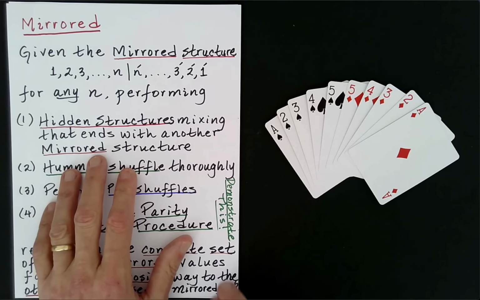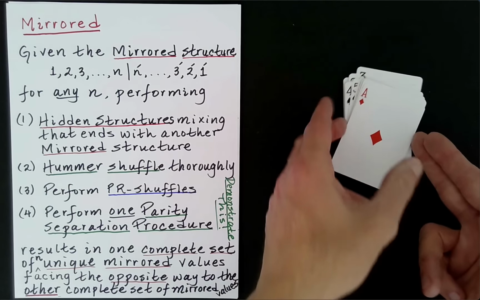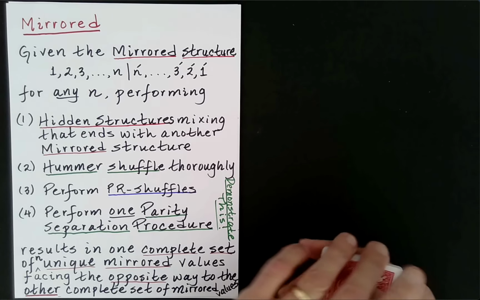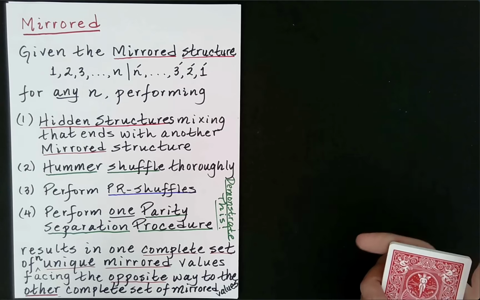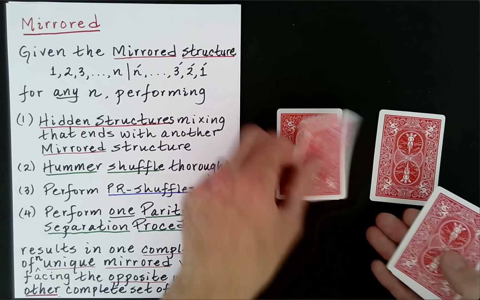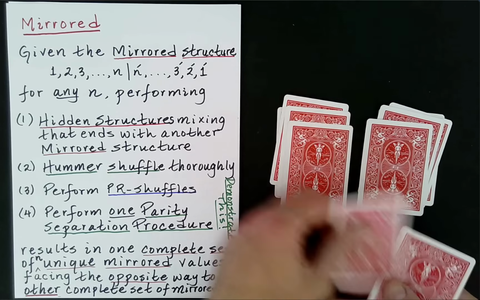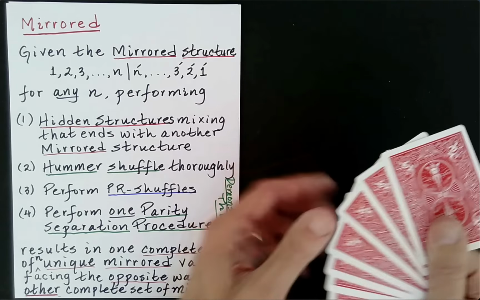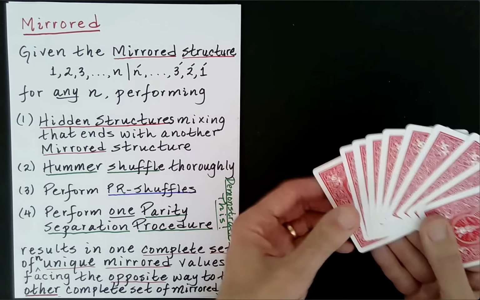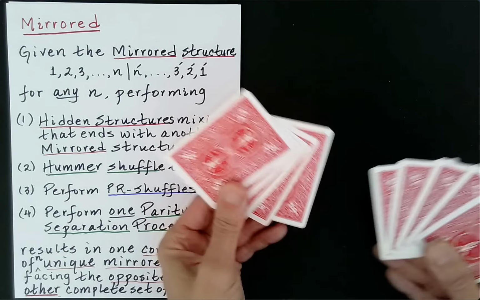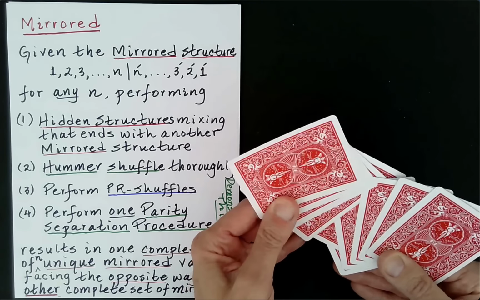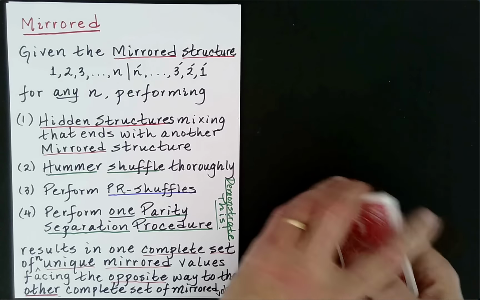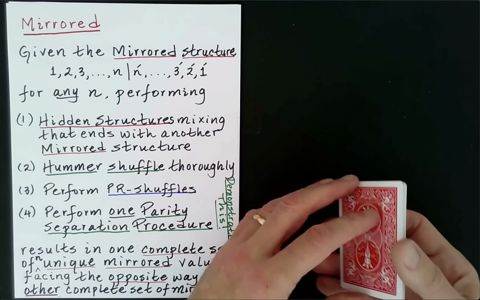Okay, so we can use the hidden structure mappings, shuffles, mixing routines to mix this. So as always, we can do as many LR shuffles as we like. One that I haven't been using much, but we can use it here, is a faro shuffle, an in or an out, where you break the packet in half and then perfectly interlace them. That preserves mirrored structures also.